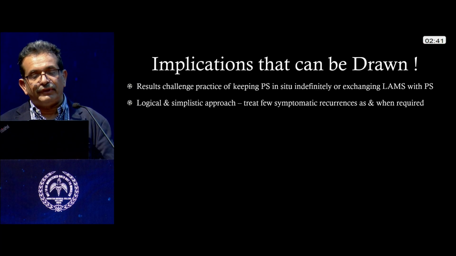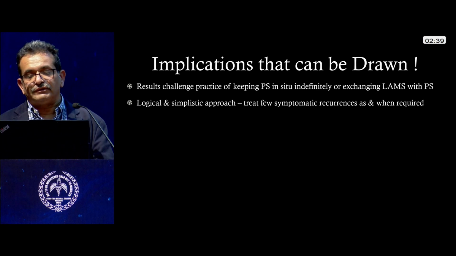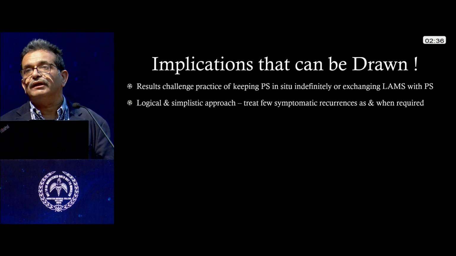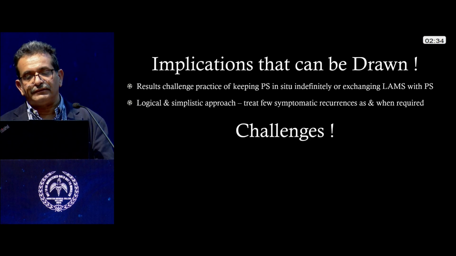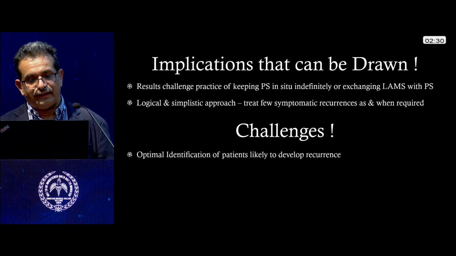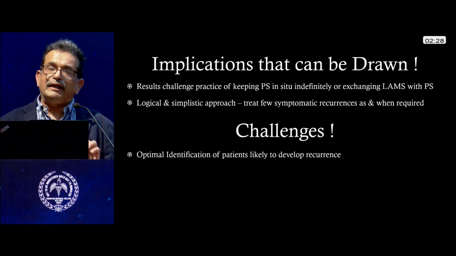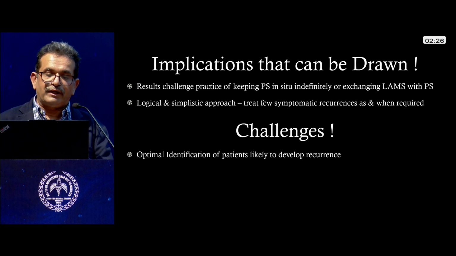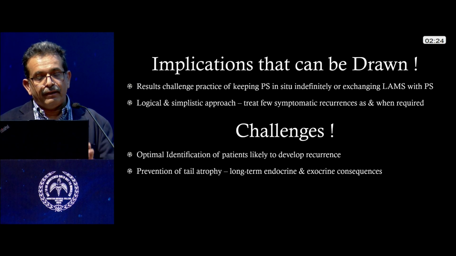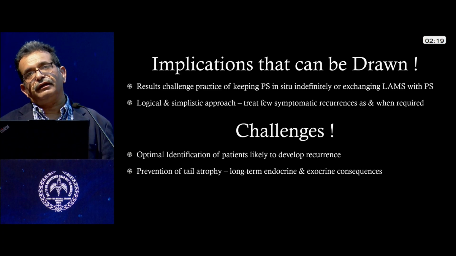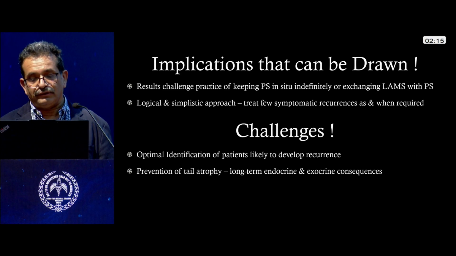A logical and simplistic approach could be to treat the few symptomatic recurrences as and when they do occur. However, in many of these patients, it's not very easy to treat them later on once the fluid collection is drained. These are the challenges. We need to identify the patients who are likely to develop recurrence, and we need to identify how we can prevent atrophy of the tail, because it can have long-term endocrine and exocrine consequences.